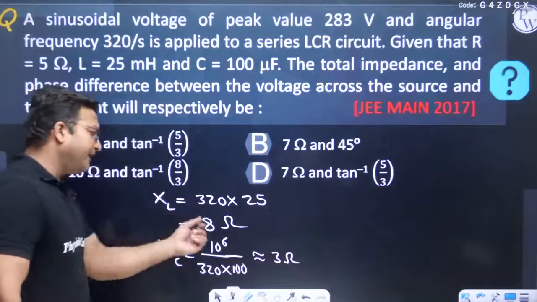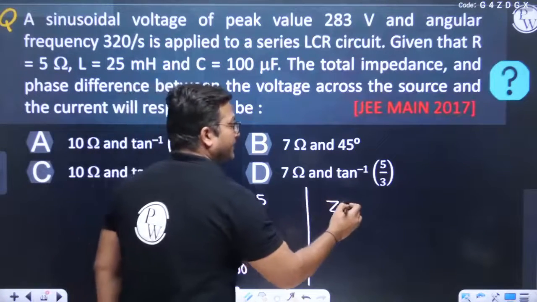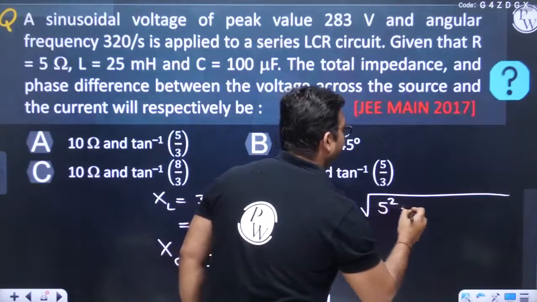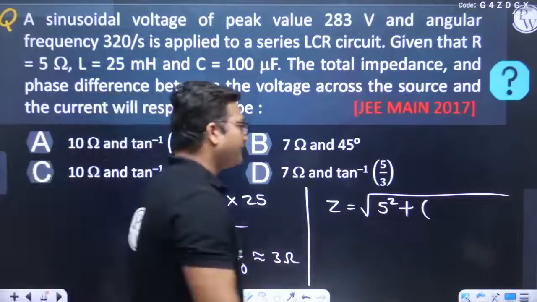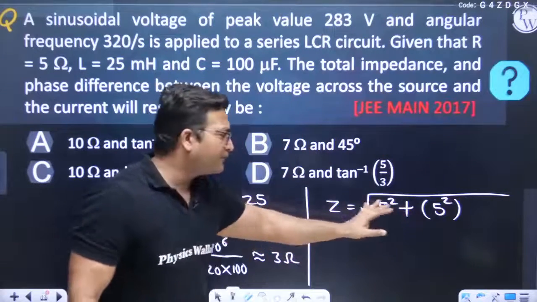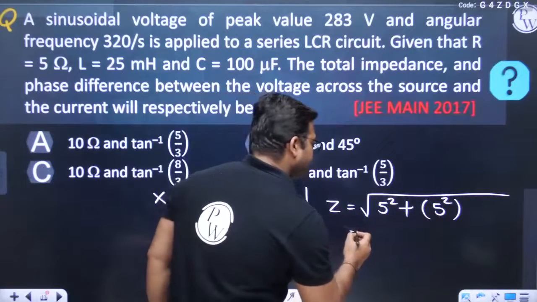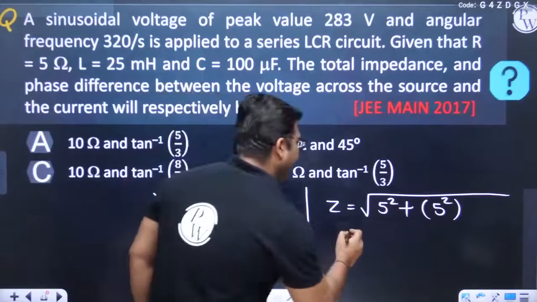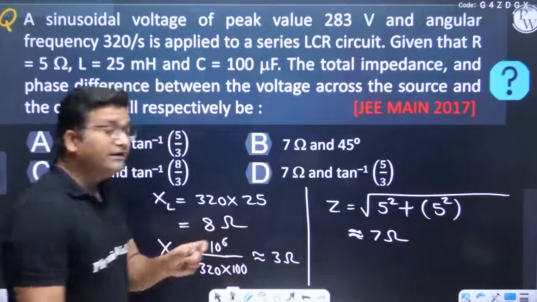So we have XL as 8 ohm, XC as 3 ohm. If we find the impedance Z, it equals square root of R square, which is 5 square, plus XL minus XC squared. XL minus XC is 8 minus 3, that is 5. So we have 5 square. This is not very exact, but approximately it is so. This is almost 5 square plus 5 square, and this comes out to be 5 root 2. And 5 root 2 is very close to 7 ohms. So we have impedance as 7 ohms.